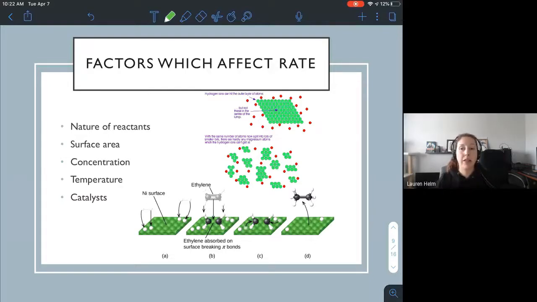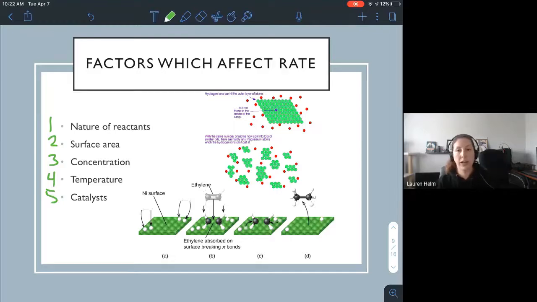Now, let's say we have that. What's going to determine how quickly a reaction happens are these 5 factors. The nature of the reactants, what they are, their surface area, the concentration of the reactants, the temperature, and whether there's a catalyst present. So let's talk about why for each of those.